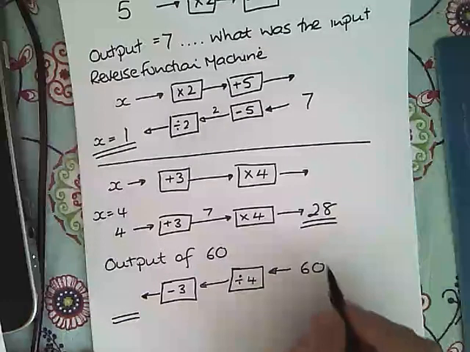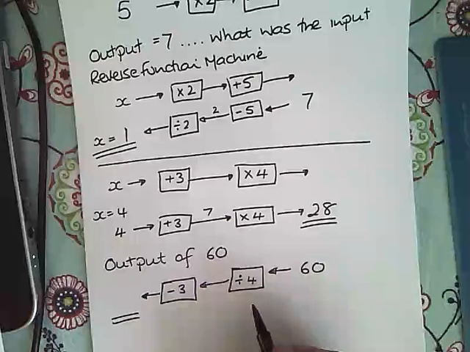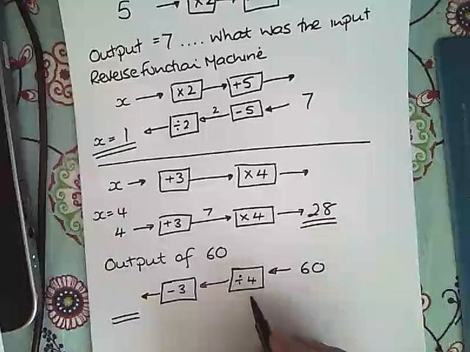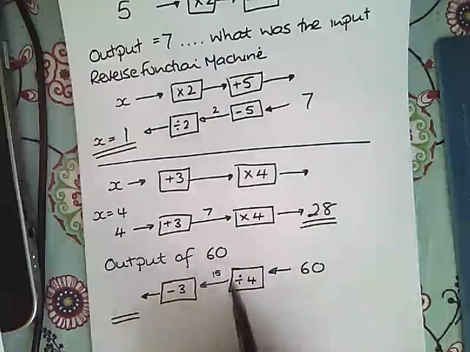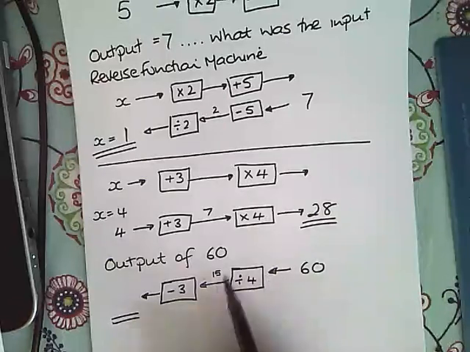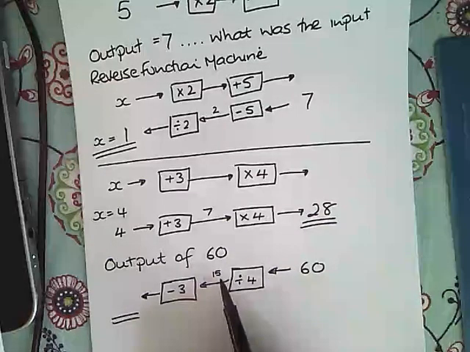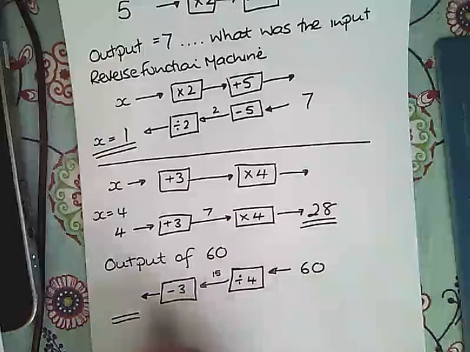So 60 divided by 4. Remember, an easy way of dividing by 4 is to halve it, then halve it again. So 60, half of 60 is 30, and then half of that is 15. So 60 divided by 4 is 15. And again, when you're doing a reverse function machine, it's really useful to write that number that comes out of that box down, so you don't have to have it in your head. 15 then goes into here, and I take away 3. 15 take away 3 is 12.